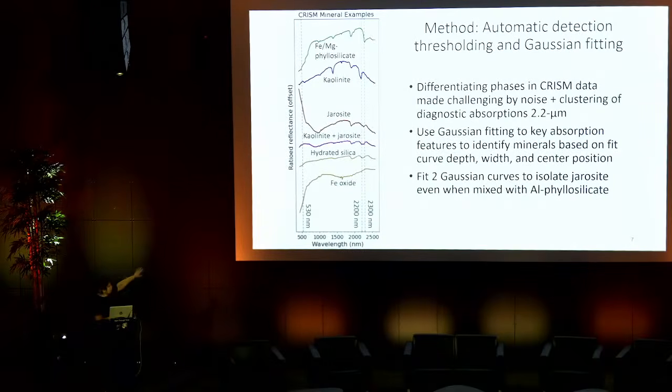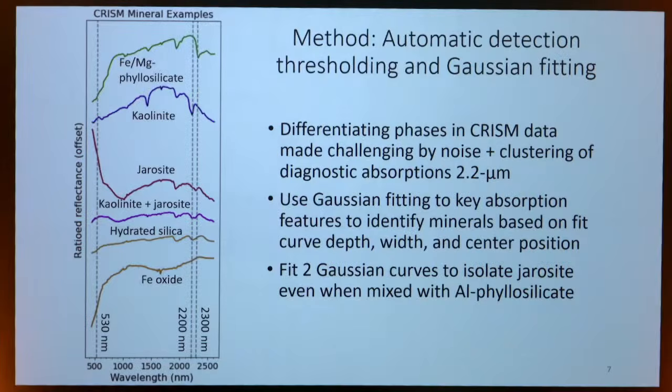So here you can see, probably looks familiar, some CRISM examples of some of the key mineral phases for this question. And differentiating these phases in the CRISM data is challenging because of noise, but also because there's a clustering of a lot of the diagnostic absorptions, like right around 2.2 microns.